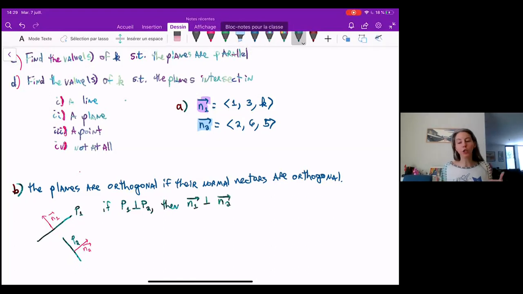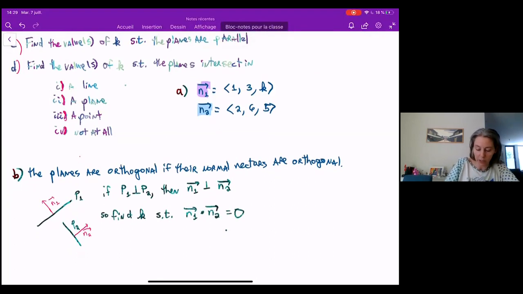And how do we determine if two vectors are perpendicular or not? We do the dot product. And we know that in order for two vectors to be perpendicular, their dot product has to equal 0. So what that means here is we need to find k. In other words, another way of stating this question is find k such that N1 dot N2, the dot product of the two vectors, is equal to 0.